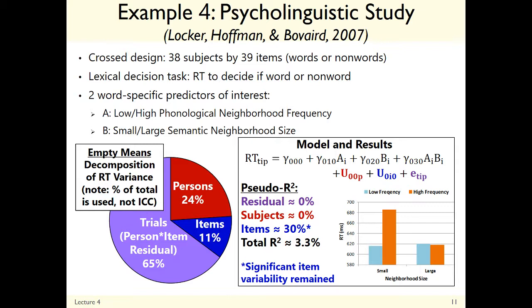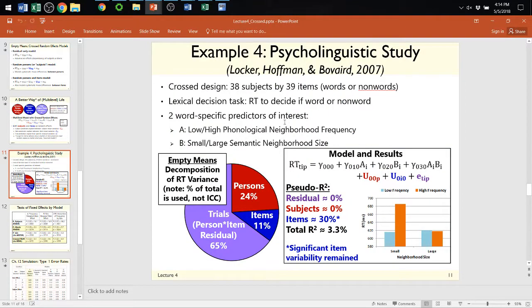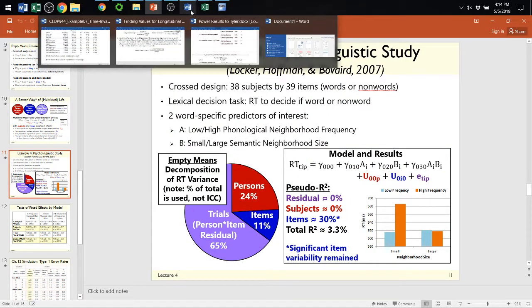It's not crossed. Yeah, you put in which is which, and you're done. And you can't have a random slope because you only got 2. It's the same. So it is surprisingly easy to estimate these models in SAS and SPSS.